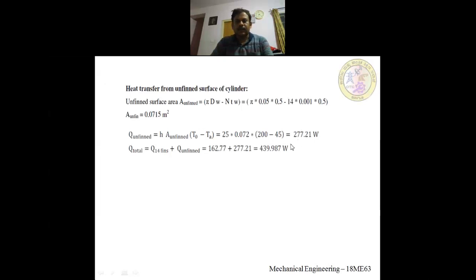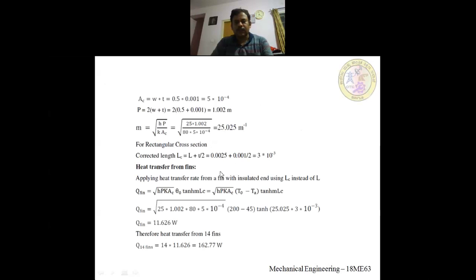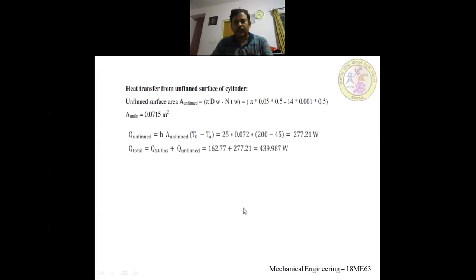Okay, next, in the problem there was the total heat transfer. It is given by the summation of heat transfer for 14 fins plus heat transfer of the unfinned area. So it will be 162.77 that I have obtained here plus 277.21. You are going to get 439.987 watts. Right.